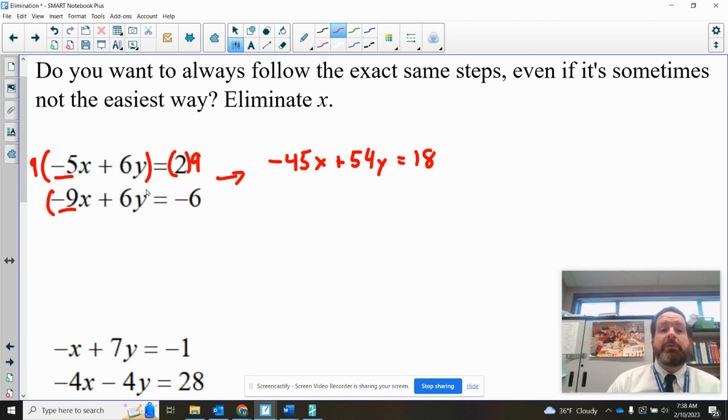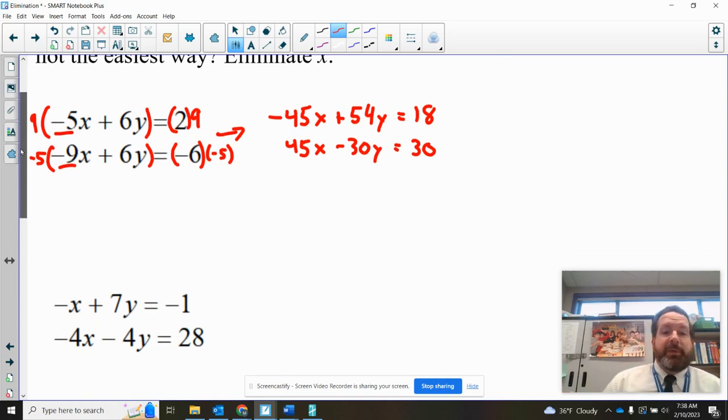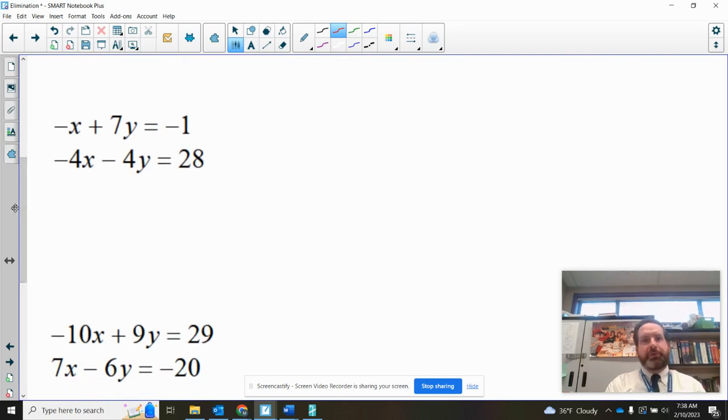Now, as you come down below, just make sure that when you're finished, you're going to have opposites on your x's. So if I multiply by positive 5, I'm going to have another negative 45x. That's not going to do me any favors. So let's multiply instead by negative 5. And there you go. Negative 5 times negative 9 is positive 45x. Negative 5 times the 6 is minus 30y's. Negative 6 times negative 5 is plus 30. And from there, you've got your set of opposites. Your x's will eliminate.